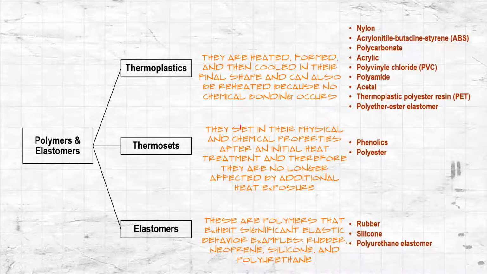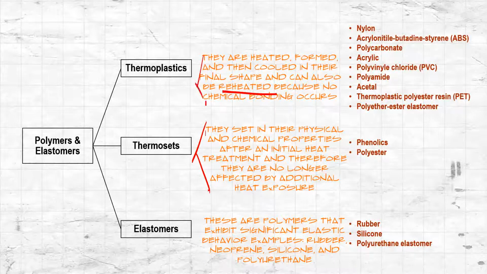Thermoplastics are a type of plastics that are heated, formed, and then cooled in their final shape, and can also be reheated, because no chemical bonding occurs. But thermosets set in their physical and chemical properties after an initial heat treatment, and therefore are no longer affected by additional heat exposure. So they cannot be reheated.